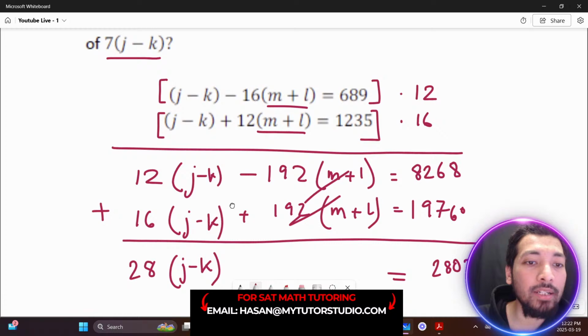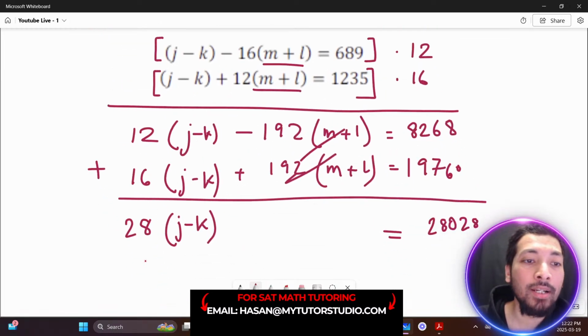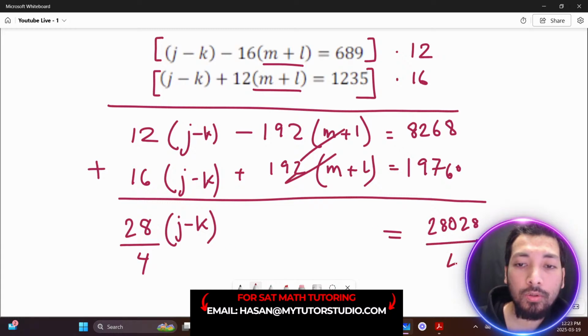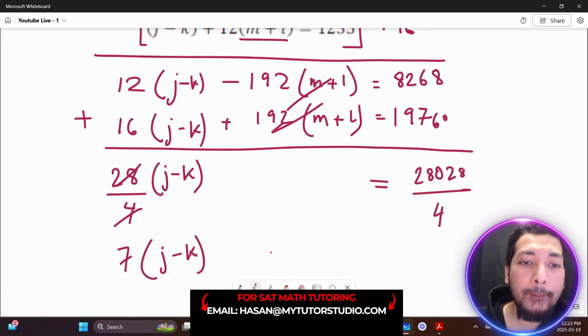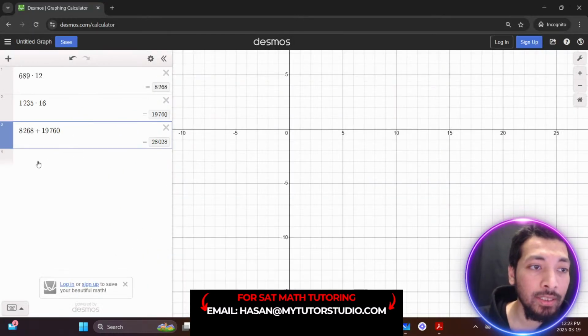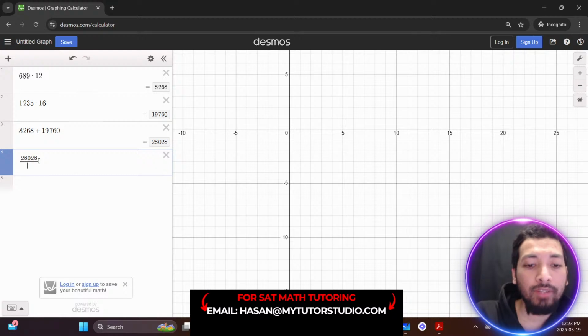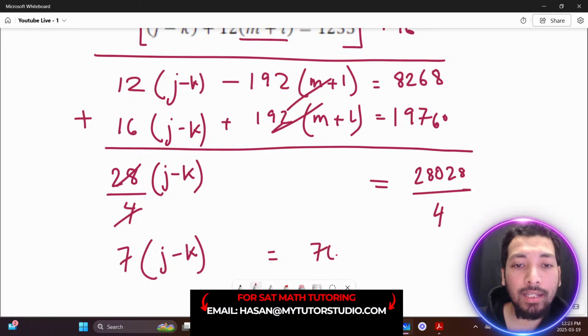Now remember the trick here. We need to find the value of 7 times j minus k. So in order to get 7, I need to divide this 28 by 4. So this will just come out to be 7 times j minus k, and 28,028 divided by 4, we are getting 7,007. So that's our answer.